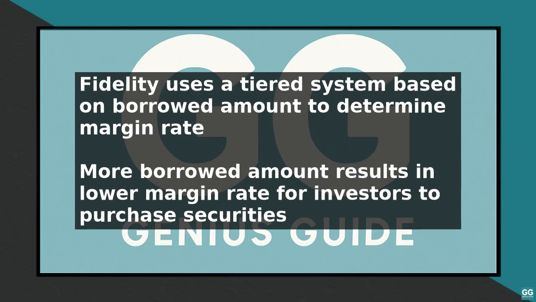For example, if you borrow less than $25,000, your margin rate will be higher than if you borrow more than $25,000. Here's how to calculate your margin rate. First, determine the debit balance in your margin account, which is the amount of money you have borrowed. Then, look at the tiered rate chart on Fidelity's website to find the corresponding margin rate.